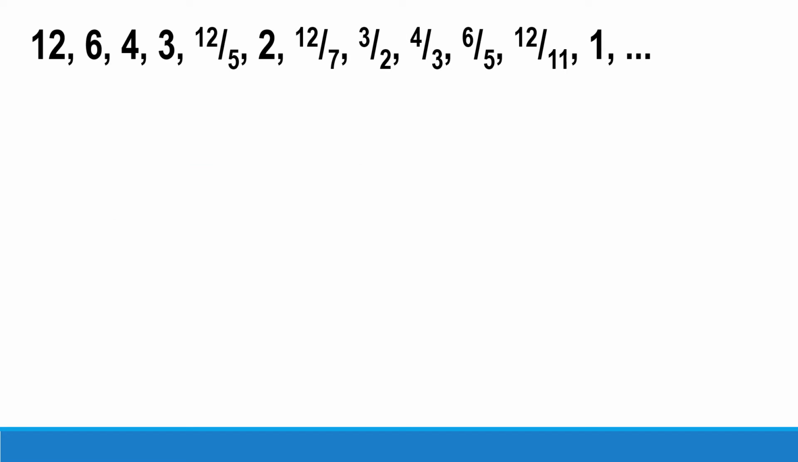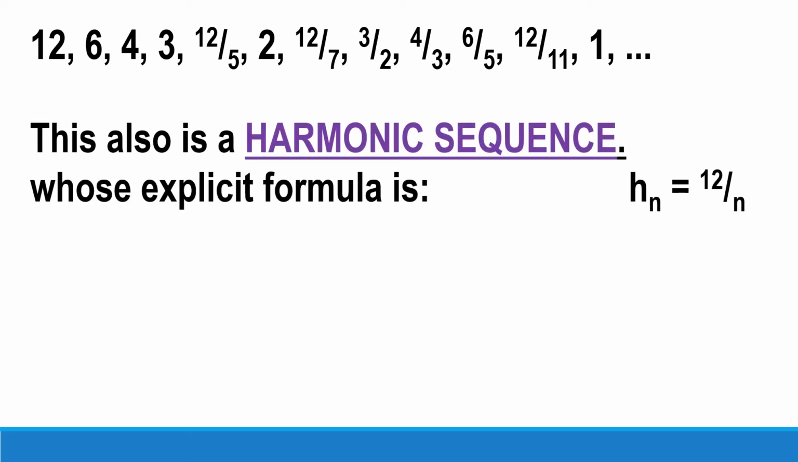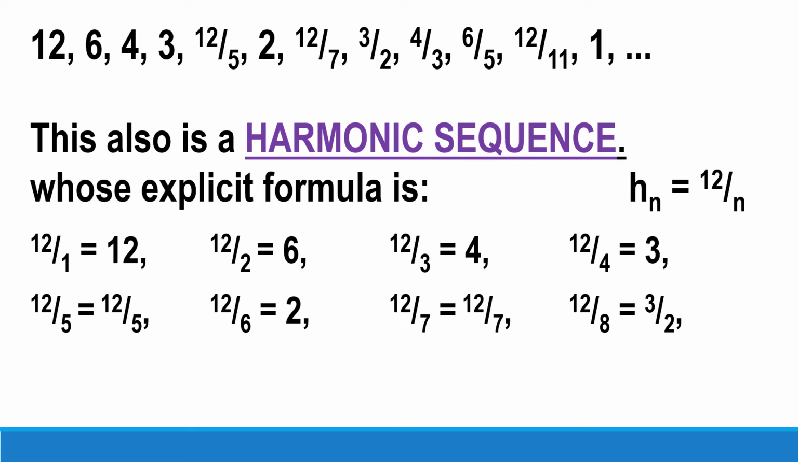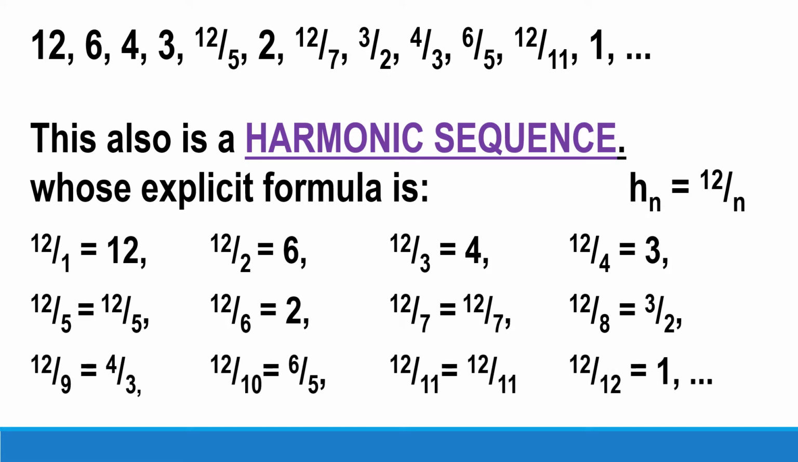When we look at this sequence of 12, 6, 4, 3, and 12/5, are you recognizing it also as a harmonic sequence? In this case, 12 is being divided by n. Looking at the first four terms, 12, 6, 4, 3, we see they're just reduced fractions of the harmonic sequence. You might get clues when you look at 12 divided by 5 and 12 divided by 7 because they don't reduce. But they're surrounded by 12 divided by 6, which is 2, and 12 divided by 8, which is 3/2. So as you conclude the remaining parts of the sequence, you can see this is really a harmonic sequence just being multiplied by 12.